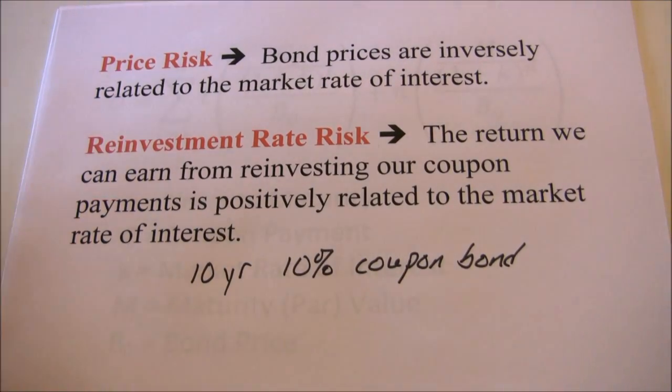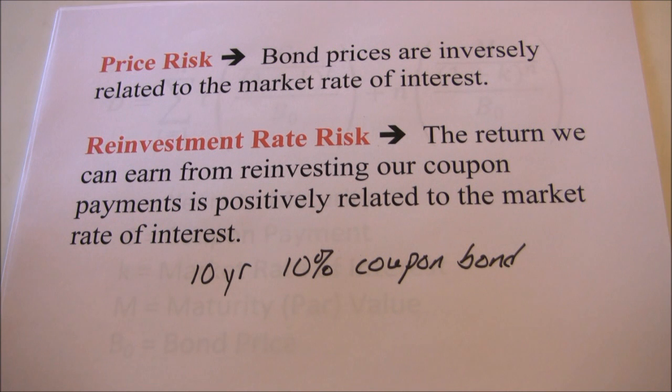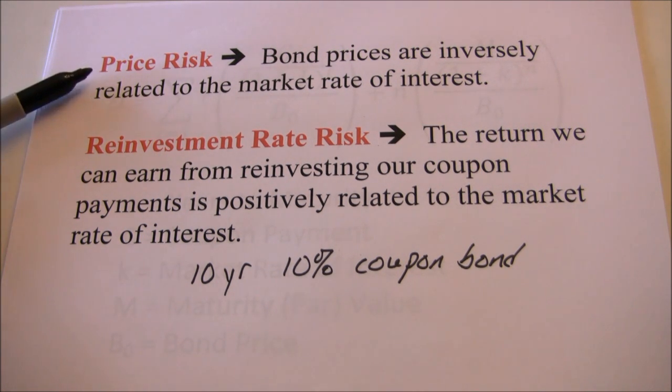Now if I hold that bond for just 1 year, then price risk is going to be more relevant to me. If I only hold this bond for 1 year, I'm not going to have very much time to reinvest my coupons, so I'm not really going to care much what happens to the reinvestment rate. But when I sell that bond, it's still going to have 9 years remaining until maturity, so I'm going to have quite a bit of price risk.